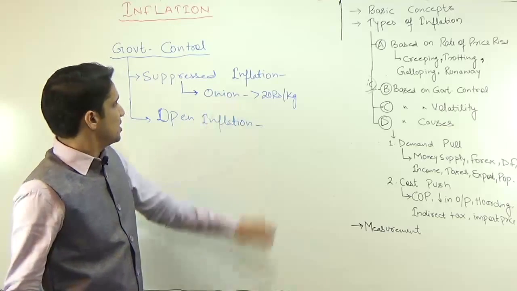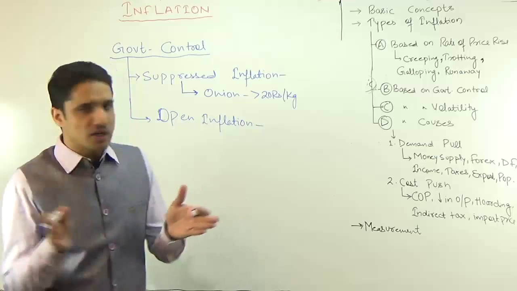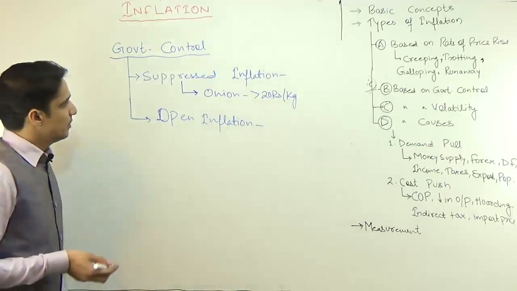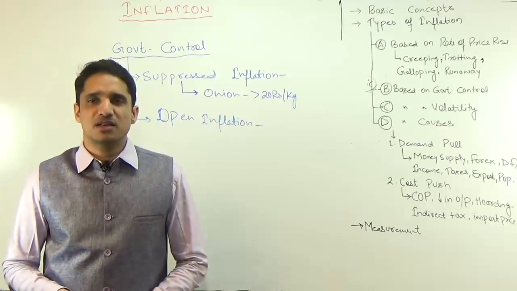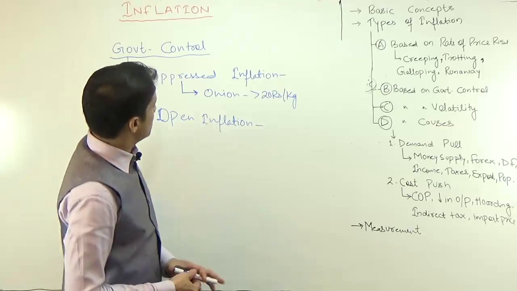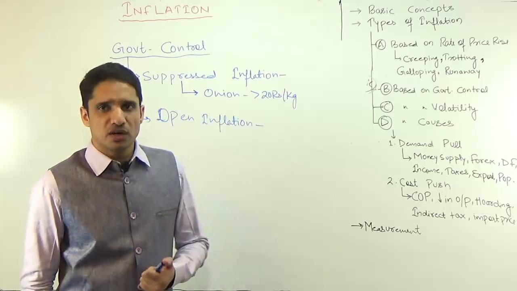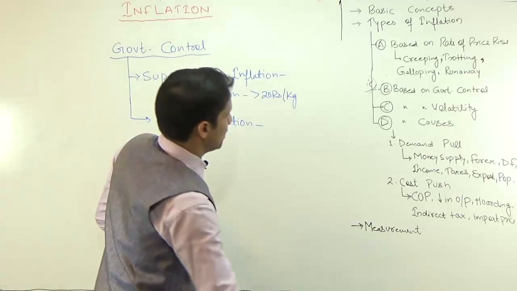So in case of suppressed inflation, it is a potential inflation. When that suppression goes away, at that time there will be very high inflation in the economy. But such suppressed inflation is not much possible in democratic countries like India. It is possible in countries like China. But in democratic countries, suppressed inflation is not possible.